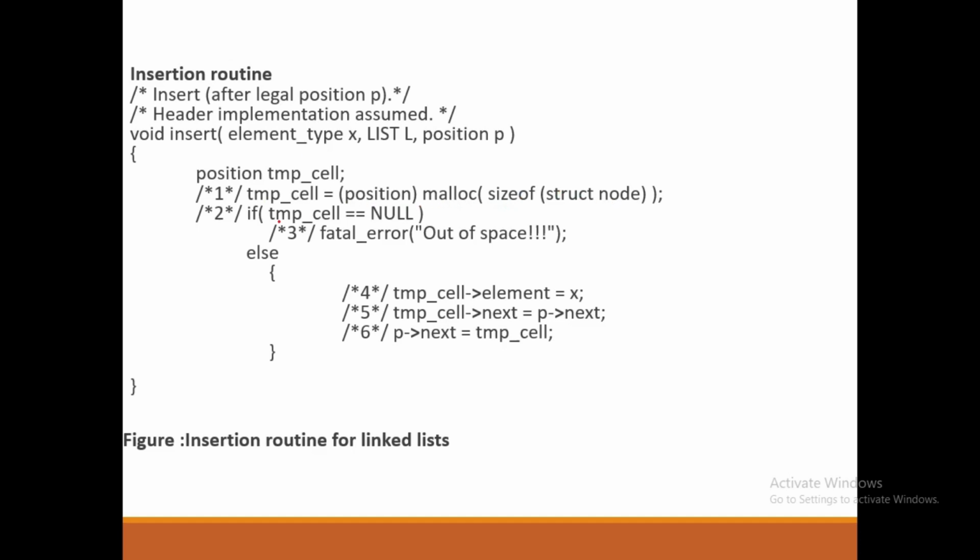Okay, next we are going to check whether memory is available. If there is not enough memory, it is going to display out of space. Otherwise, in case memory has been reserved for this term cell, in its element part we have to insert the element, then the term cell's next part will be made to point to p next, then p next will be made to point to term cell.